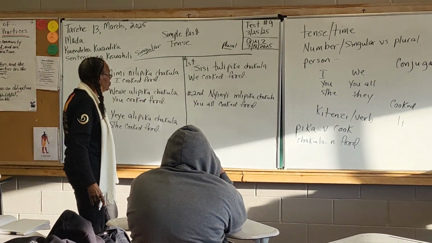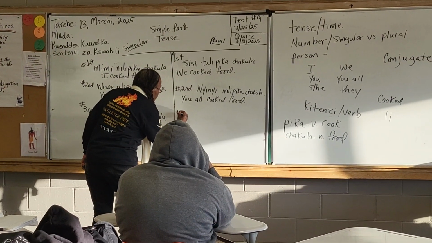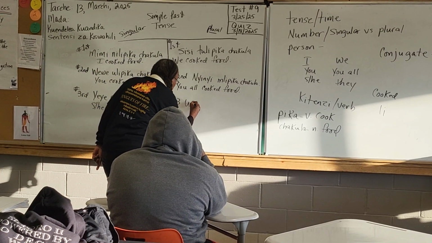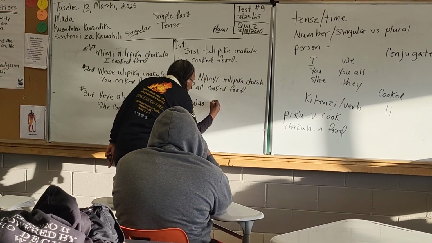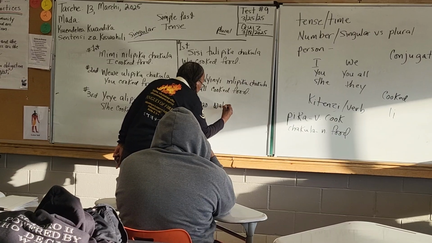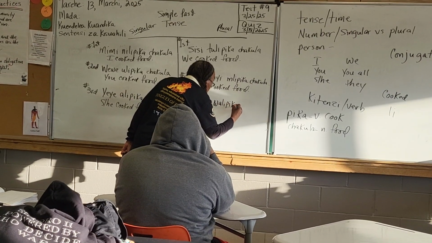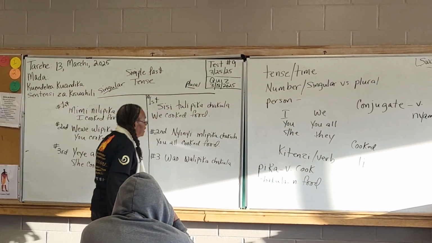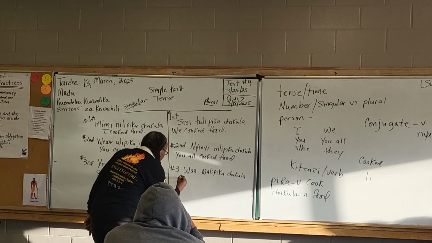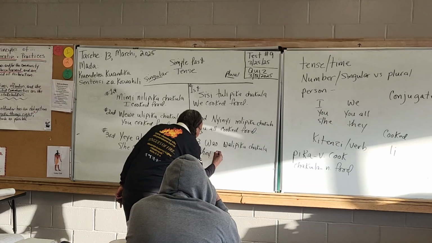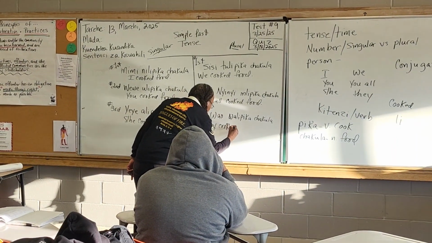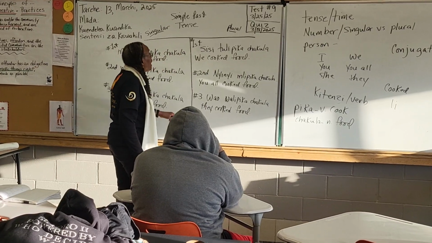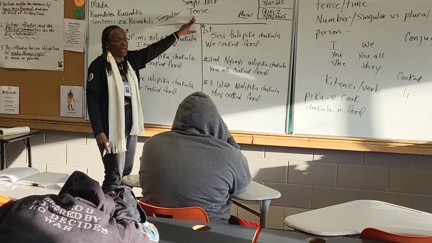You all cooked some food. Number 3. Wow. Wao walipika chakula. And that means what? They cooked food. Very nice. Now this is the simple past tense.